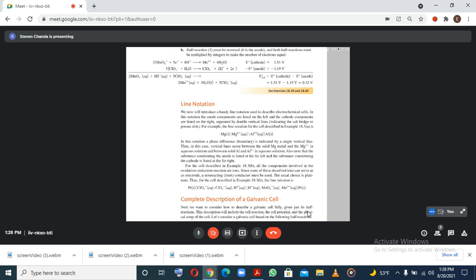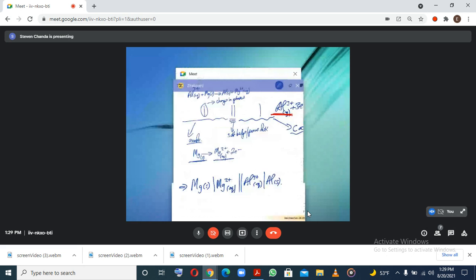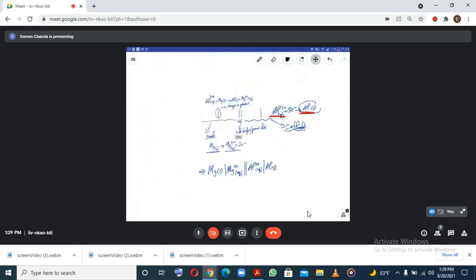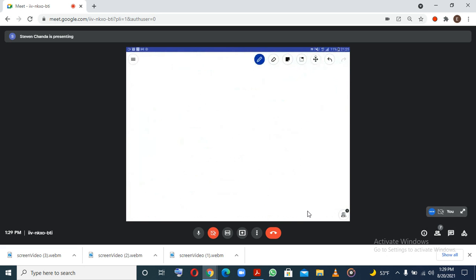So for this particular equation, let's write the equation so that we are going to have a good picture. Let's just write it down so that we can derive this together. So let's now write this equation. So now this particular equation, what we are taking note of is this: for the cathode we are having.